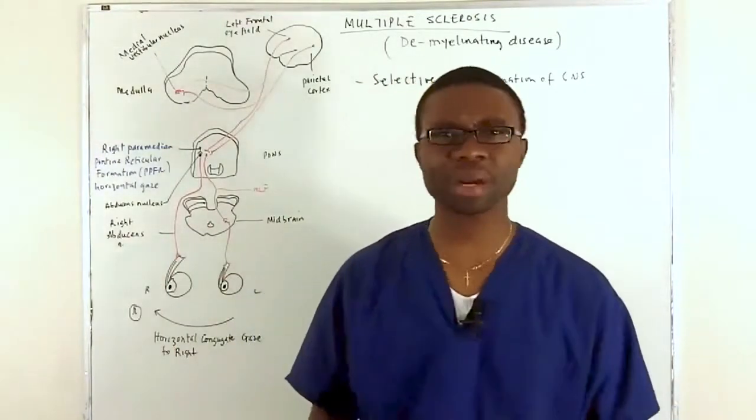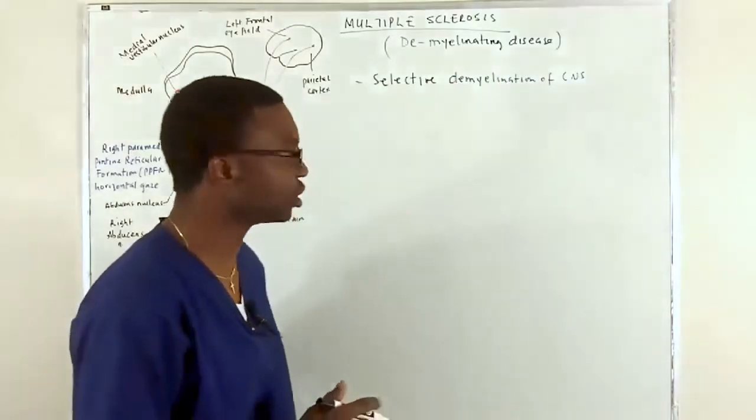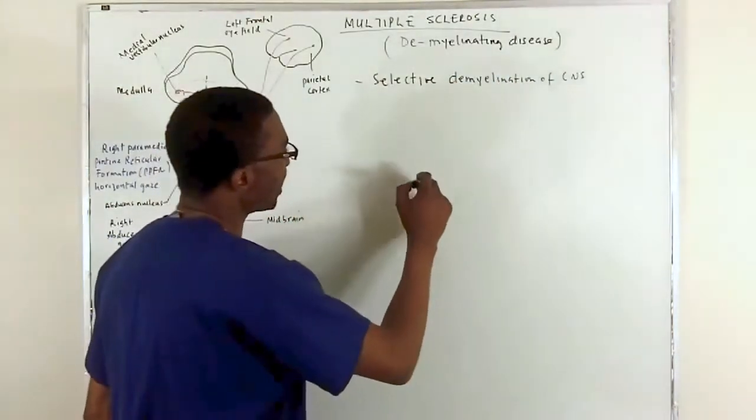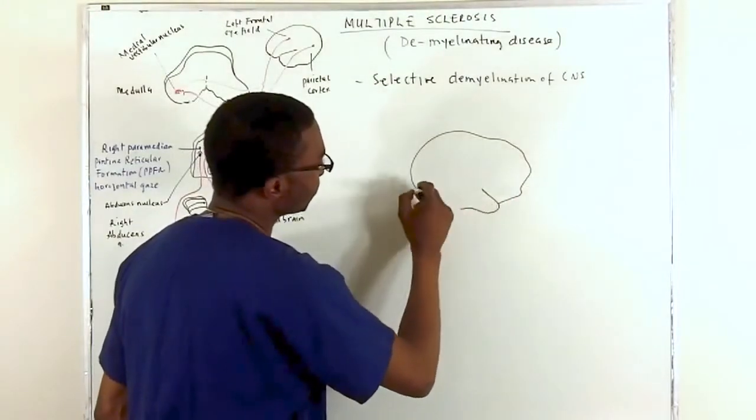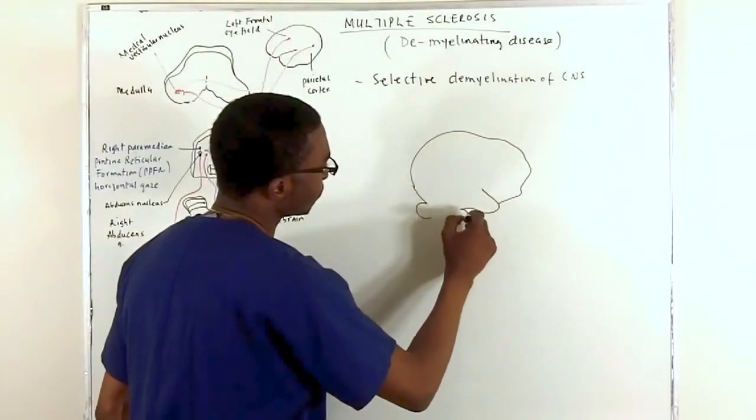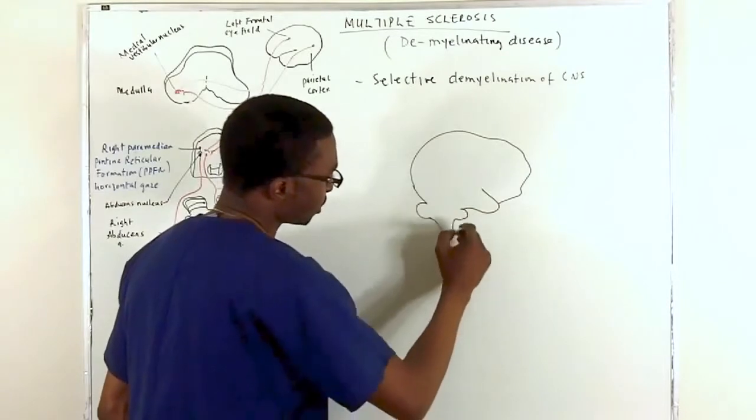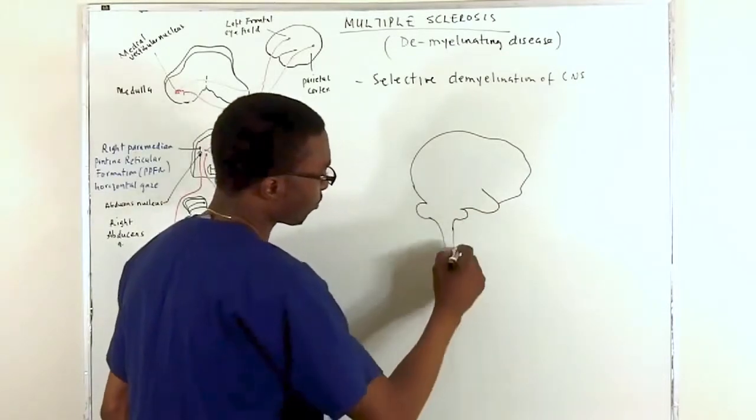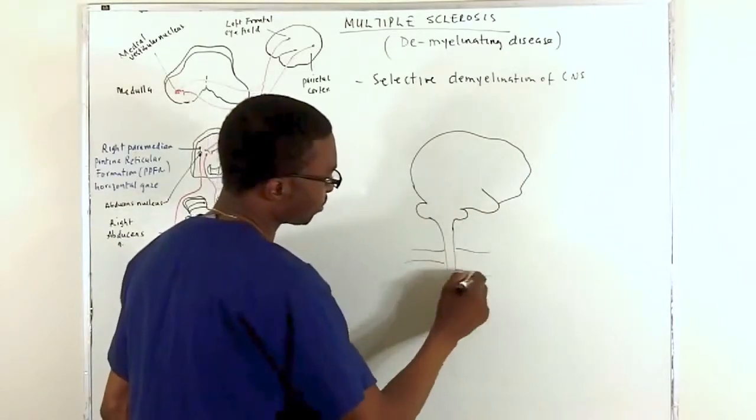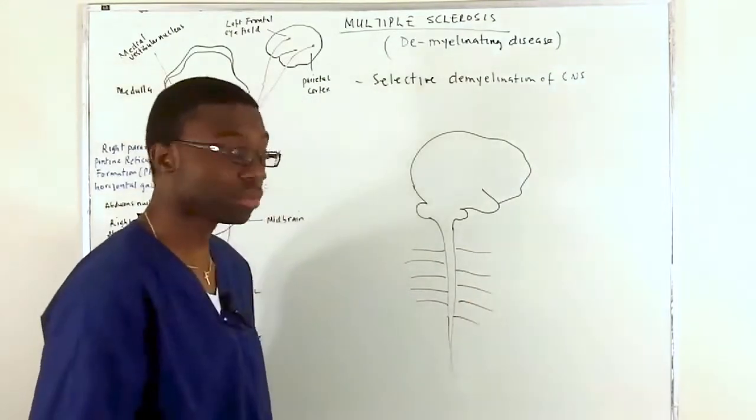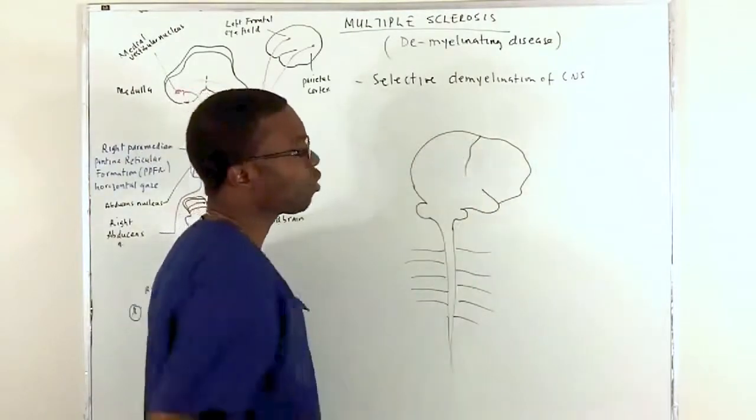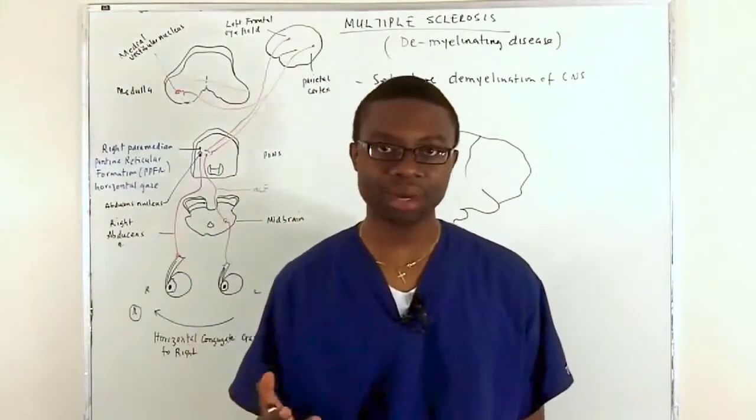Wait a minute, where did white matter come from? Let's review some basic neurology concepts. So in the brain, this is the brain and the spinal cord, remember? And we've got the peripheral nerves coming out. Now in the brain, we have gray and white matter.